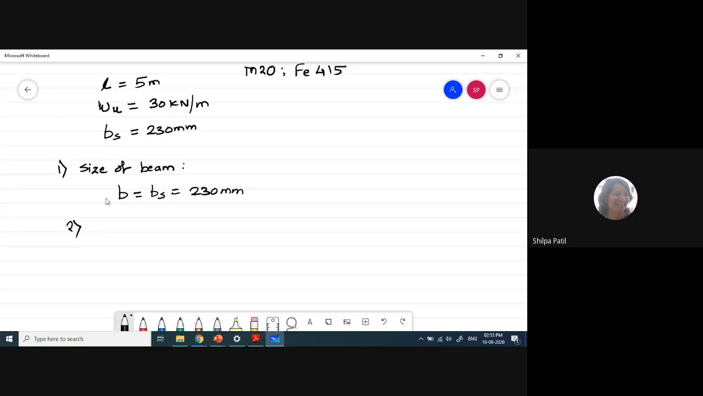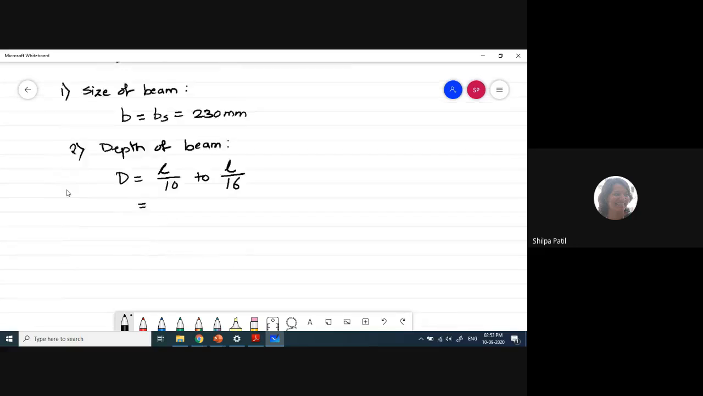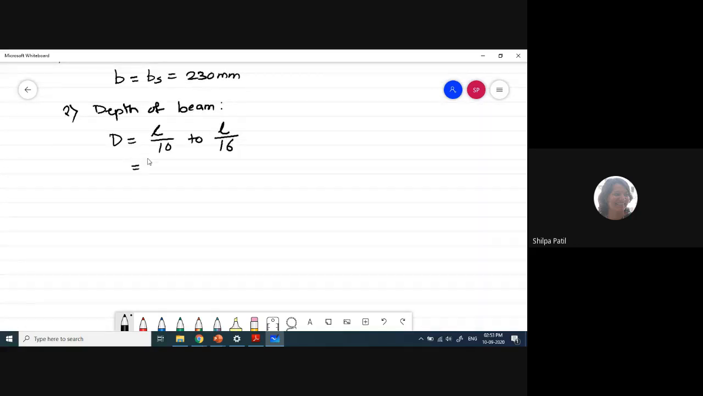Now the second step, we have to decide the depth of the beam, right? There is one criteria given to decide the depth of the beam. What is that? Clear span divided by 10 to clear span by 16. Yes. So the clear span is given as 5 meter. Let us write it in mm. So 5000 by 10 to 5000 by 16. Within this range, we have to adopt the depth of the beam.